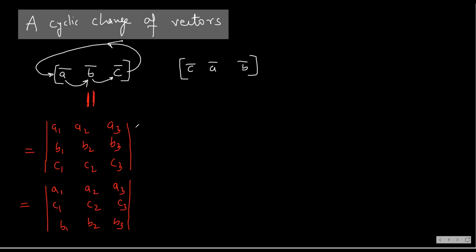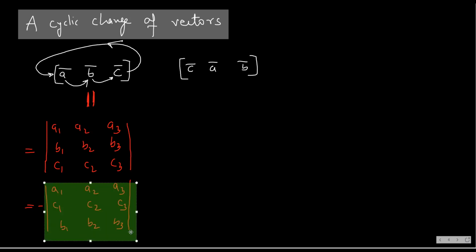Now I know that the determinant which I now got is a negative of the previous determinant. So this value is negative of this value. So in order to have equality, I'll have to put a negative sign. Now they are equal. Okay, fine.